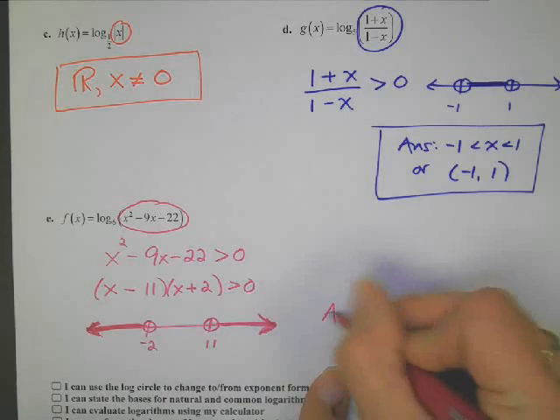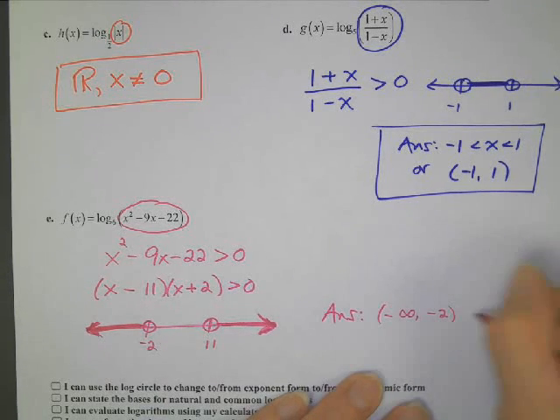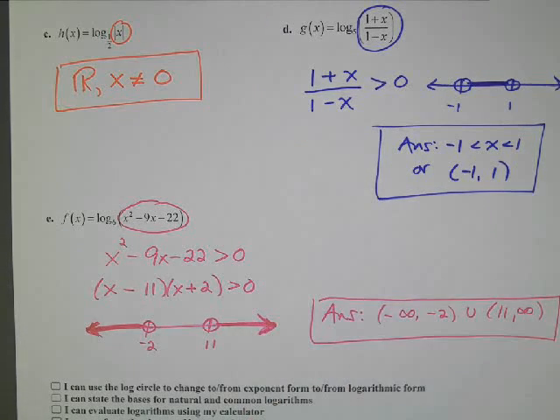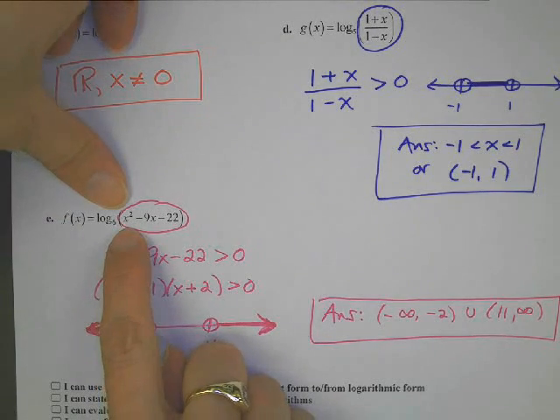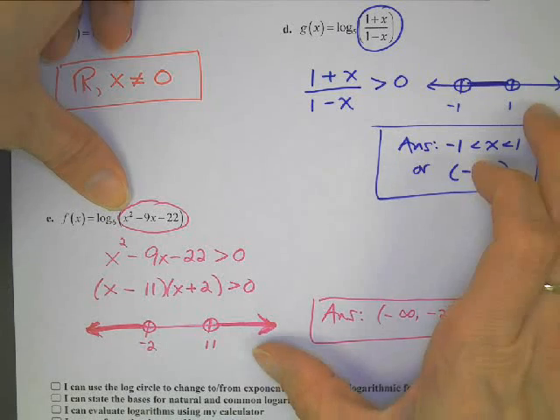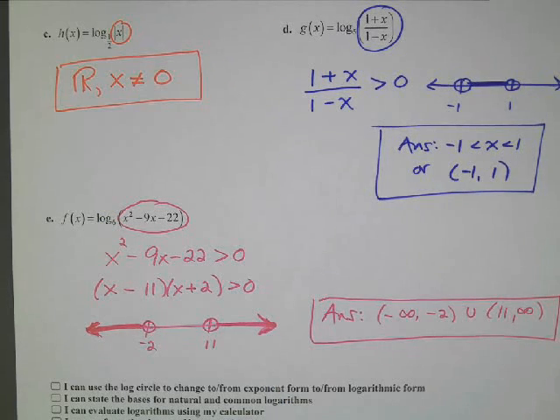So the answer for this one is going to be from negative infinity to negative 2, union 11 to infinity. So remember some of the techniques that we learned when solving inequalities, such as squared powers or rational expressions. You have to use number lines to test the sections. Okay, great. See you tomorrow.